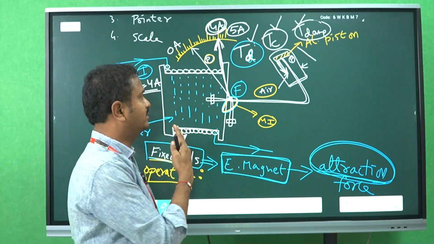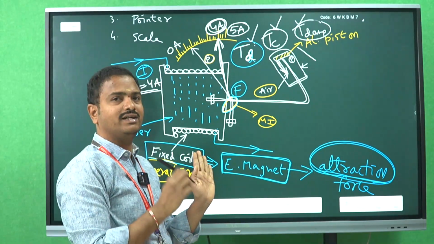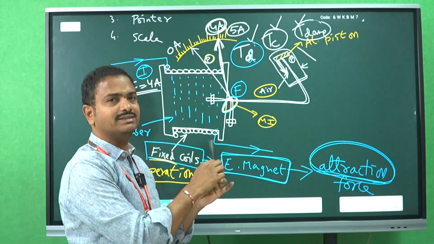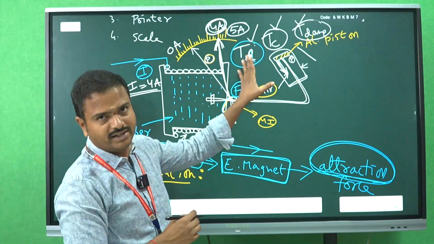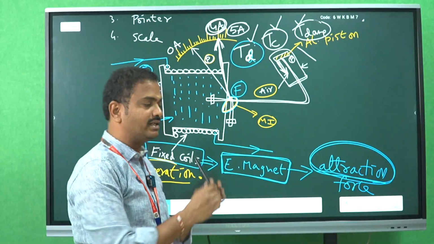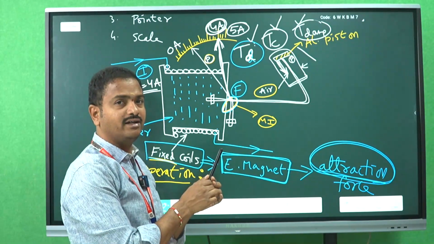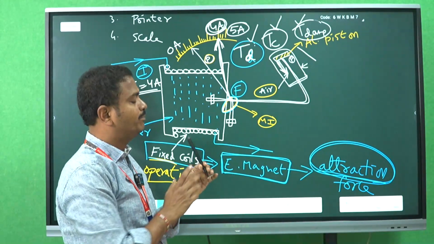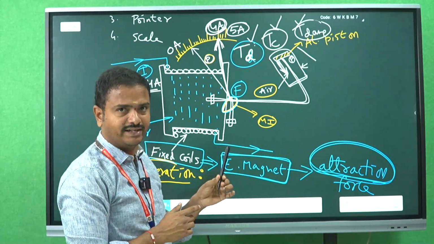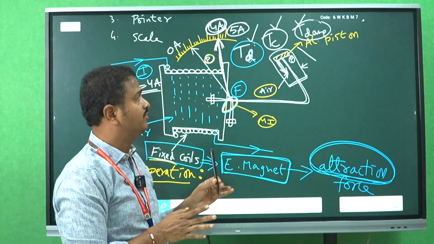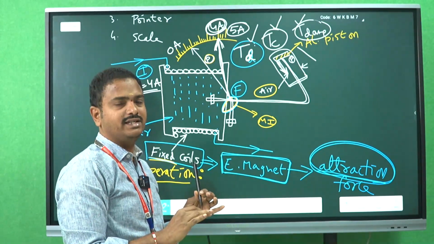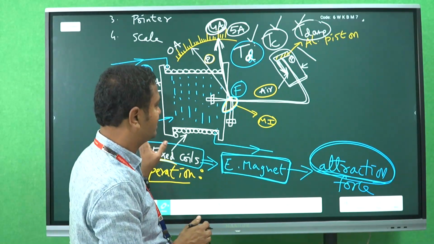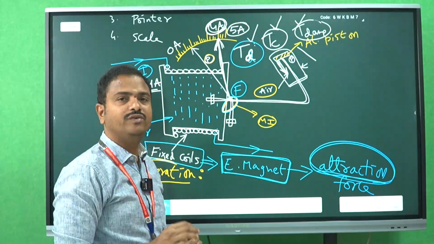So deflecting torque is to move the pointer from the 0 position. The pointer is initially at 0 position. Whenever current is flowing through the instrument, the pointer should move on the scale. That is the job of deflecting torque. The second one is controlling torque, so that the movement of the pointer stops at the final value, the 4 amperes value. And the pointer makes some oscillations at the final point due to the kinetic energy. Therefore, damping torque minimizes the oscillations made by the pointer at the final position. Clear? So this is the construction and working operation of the moving iron instrument.